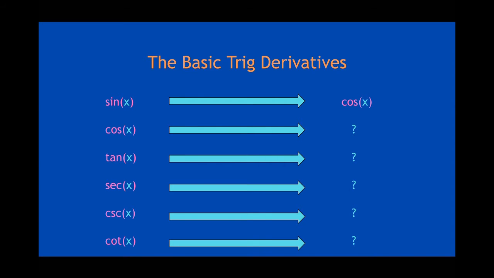So, in a previous video, I went over the proof for the derivative of the sine of x being equal to the cosine of x. But for the rest of the trig functions, the cosine of x, the tangent of x, secant of x, cosecant of x, and cotangent of x, we are yet to figure out what these derivatives are. But in this video, I'm going to go through a couple of mini proofs just to try and identify what they are.